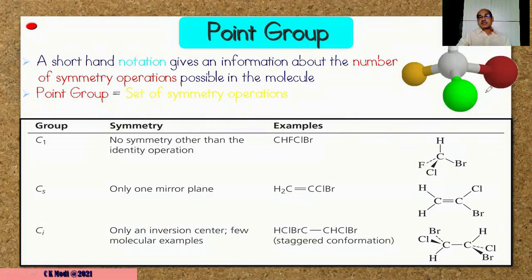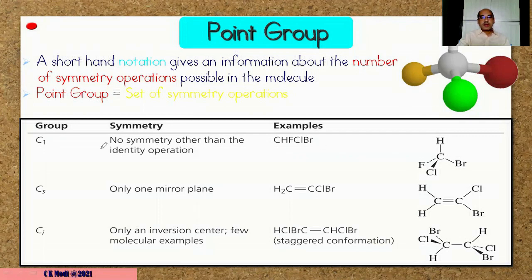Now look at this three-dimensional structure of this molecule, CHFClBr. Now this circle indicates carbon. If we assume this is carbon, this is hydrogen, this is fluorine, and this is bromine. Now, which symmetry elements are present in that molecule? This is an asymmetrical molecule because all the corners have different atoms: hydrogen, chlorine, bromine, fluorine.